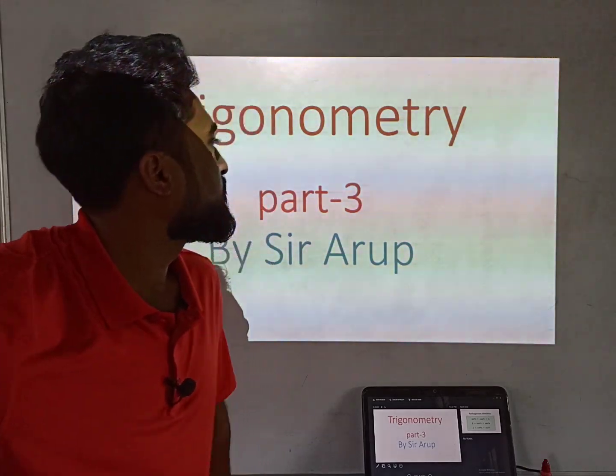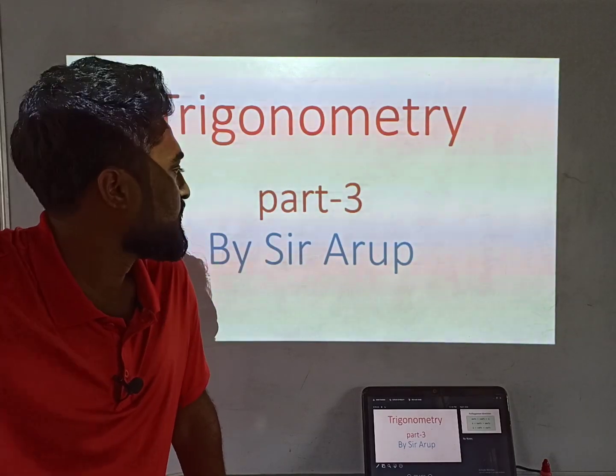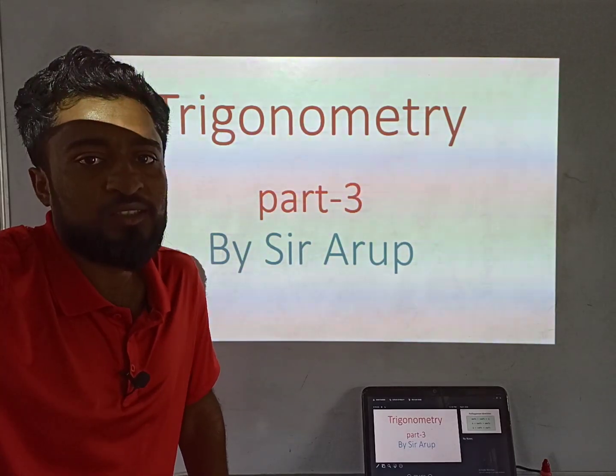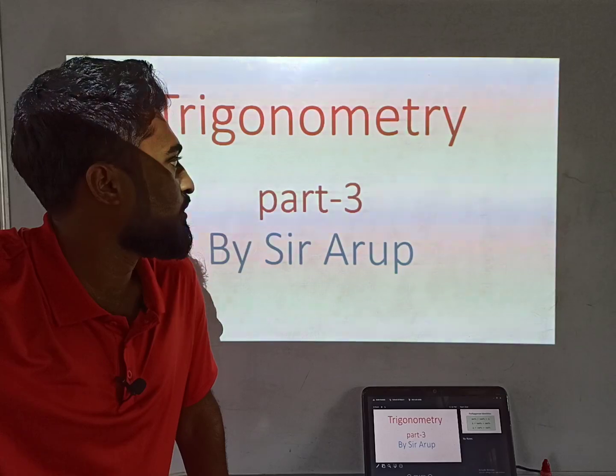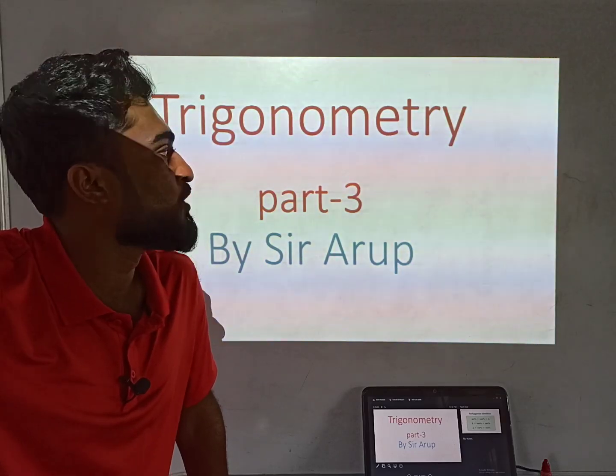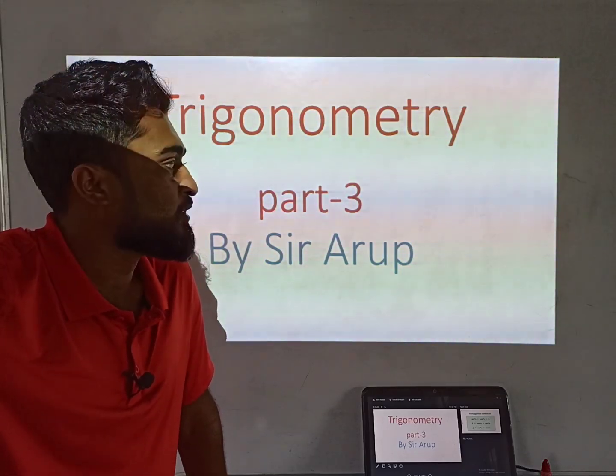Today we are about to start the third part of trigonometry, that is identities of trigonometry, as we have finished the first two parts. So I hope that you know the basics and you have gone through the basic parts and you have practiced well also. So let's get started.